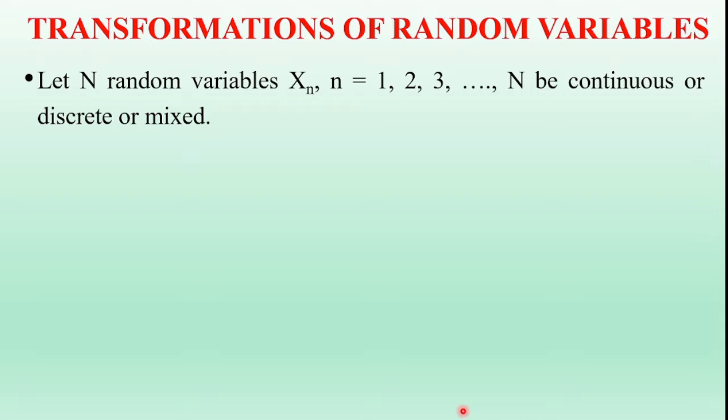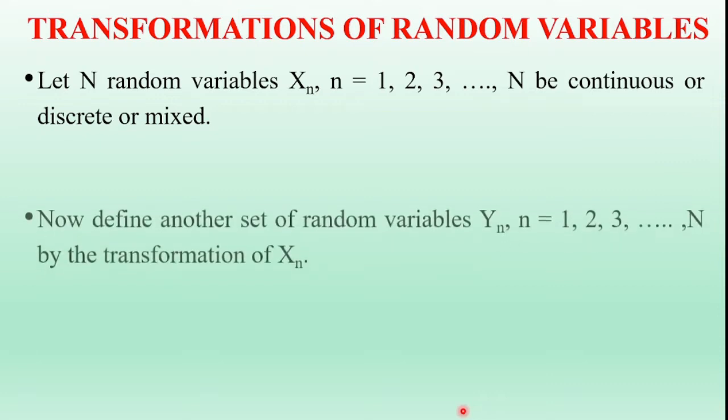In this video, I am going to discuss transformation of random variables. Let capital N random variables X_n, where n is equal to 1, 2, 3 and so on up to capital N, be continuous random variables, or discrete random variables, or mixed random variables. Mixed random variable means both continuous and discrete.